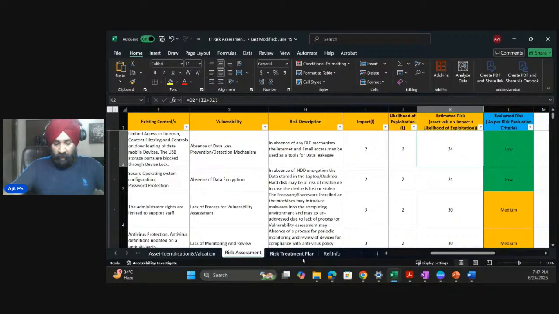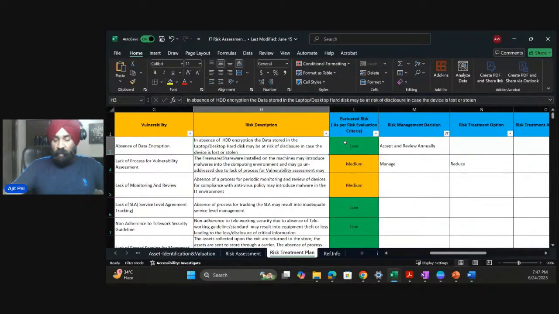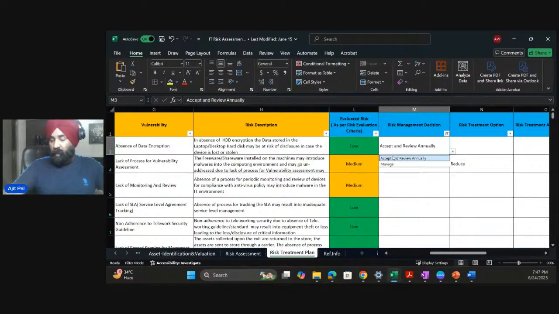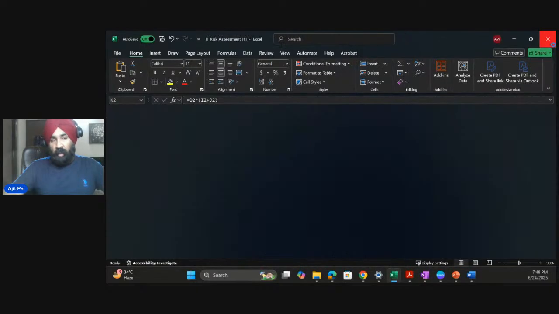So now we'll move towards the next phase. You see, this was the one which was considered low, so we have accepted that risk: accept and review annually. At the same time, manage means you will handle that risk, and there are four options available for you: accept, avoid, reduce, transfer. Most organizations use risk assessments in this manner only.